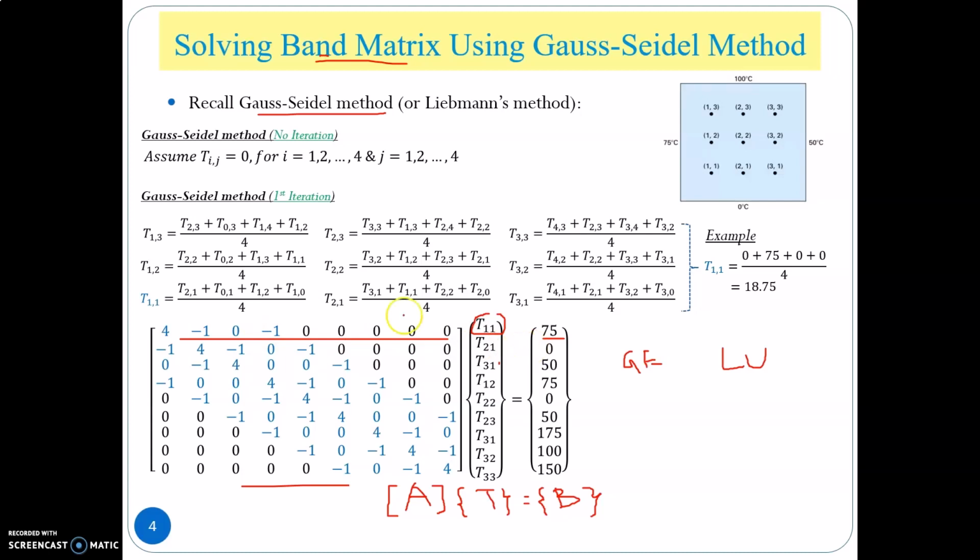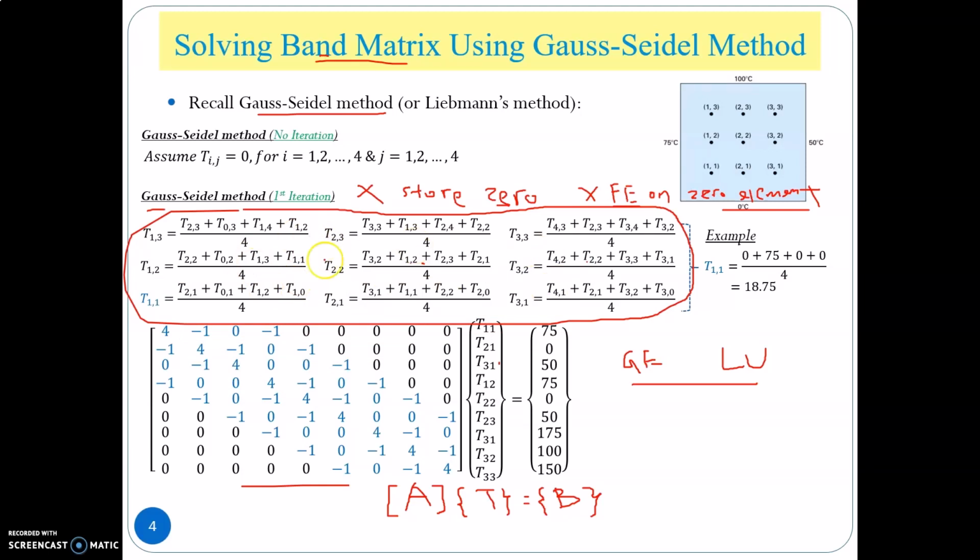From the first equation, form the equation in this manner where you have T11 on your left hand side. You continue with the second equation, where you form the equation by taking the T21 on your left hand side. You continue with the third equation by taking T31 on your left hand side. Fourth equation, T12 on the left hand side, and so on.